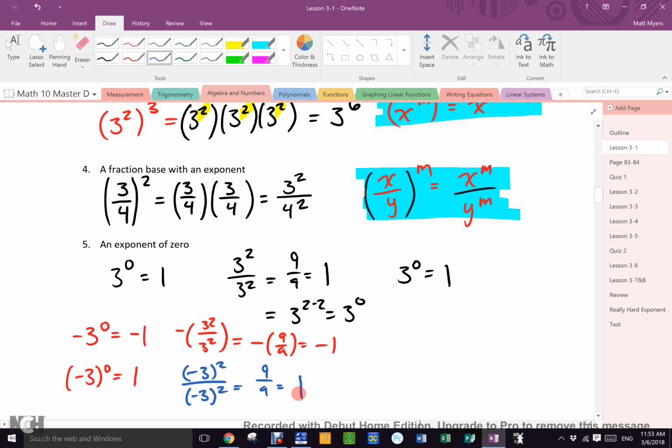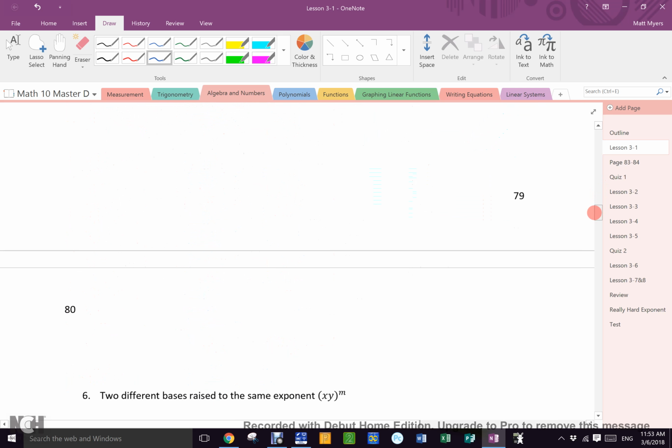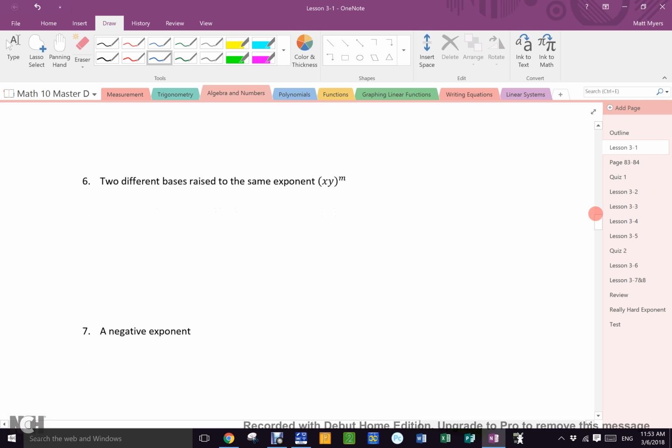Everybody good with exponent zeros? Sweet. And finally, number 6, the very last one that you already know. Because you already know number 4, you already know number 6. 3 times 5 squared is what really? 3 squared times 5 squared, or because they're numbers, you can do 15 squared, right?